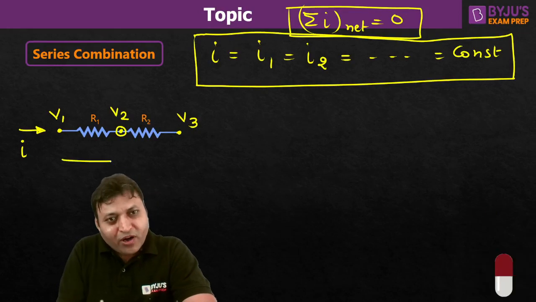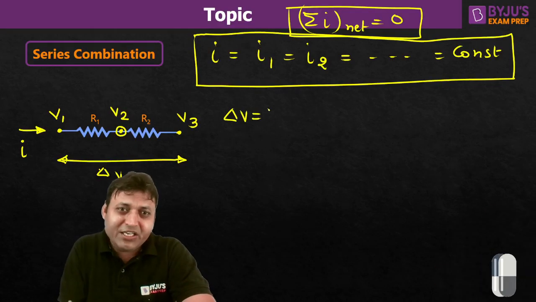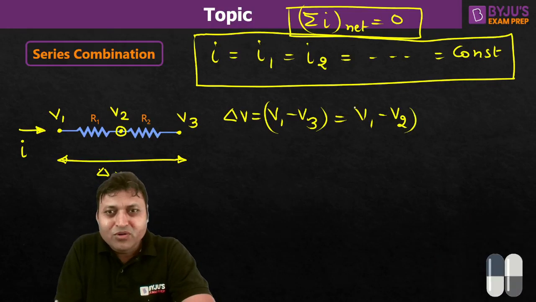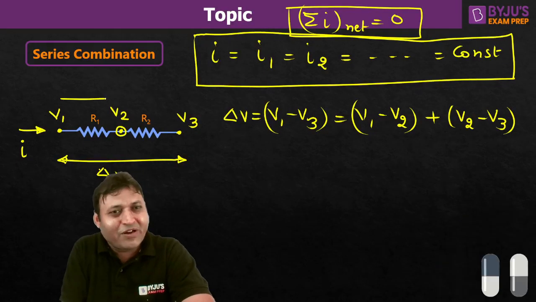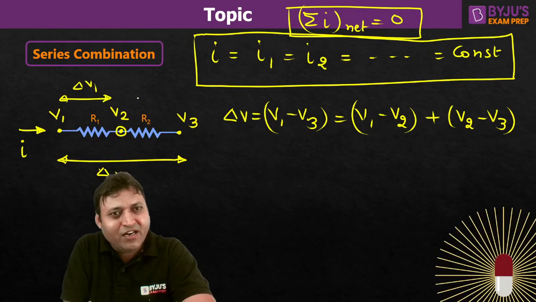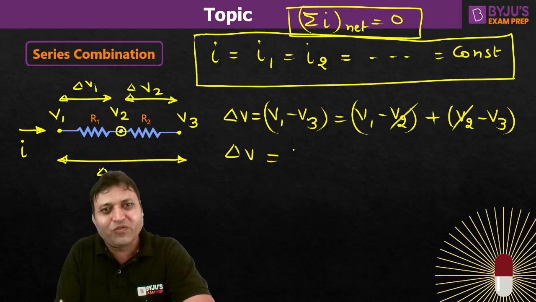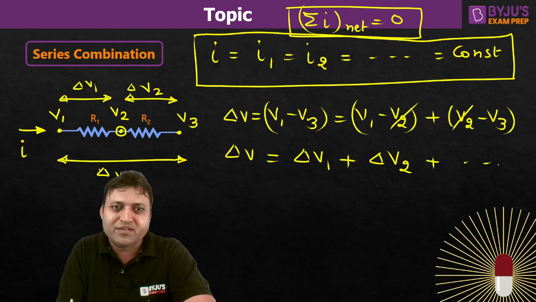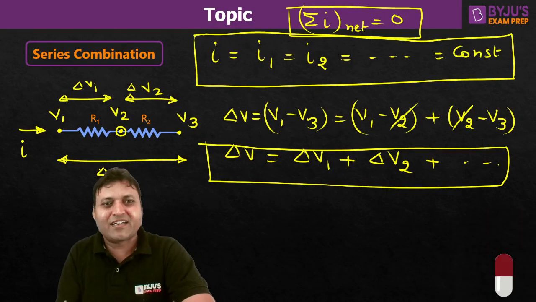And for the potential difference, delta V, which is equal to V1 minus V3, can be written as V1 minus V2 plus V2 minus V3. The potential differences will get added. V1 minus V2 we can call delta V1, and V2 minus V3 we call delta V2. Delta V will be equal to delta V1 plus delta V2, as the middle terms get cancelled out. These are the two expressions when the resistances are connected in series, right?